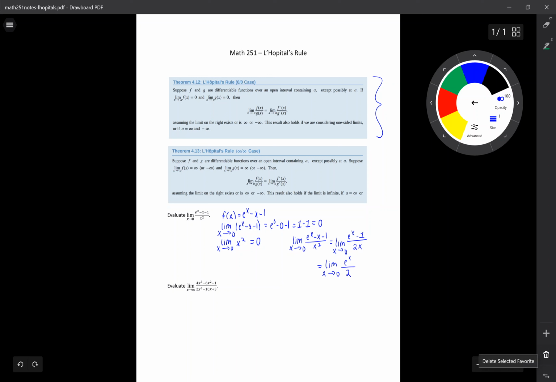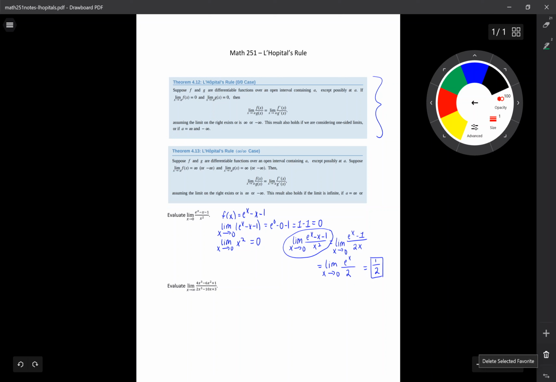Okay, well now if I plug in x equals 0, on the top I get 1, and on the bottom I get 2, which is our constant, right? So our answer here is 1/2. So what we have just decided is that our original limit, this guy right here, the answer to this is equal to 1/2.